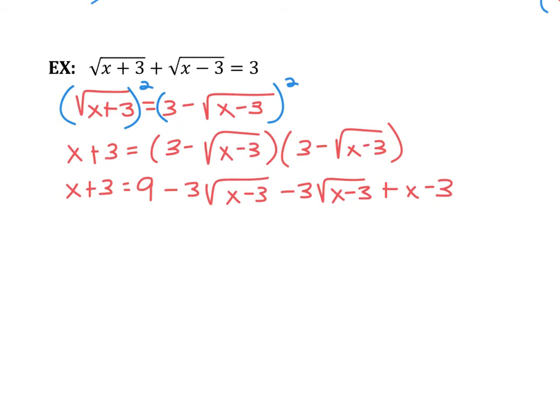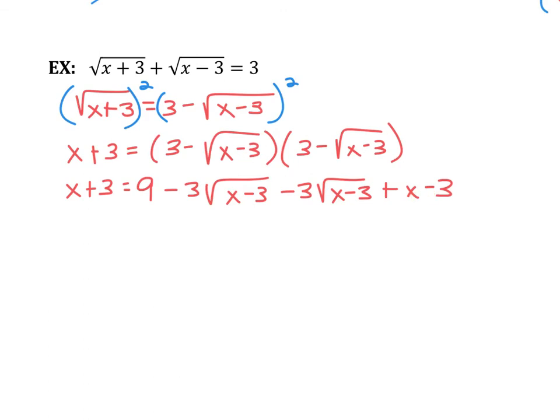But again, just to summarize, 3 times 3 for the first terms will give us 9. 3 times negative the square root of x minus 3 will give us just that, negative 3 times the square root of x minus 3. The inside terms will give us, in this particular case, the same thing. And then the last terms, when we take a negative square root of x minus 3 times a negative square root of x minus 3, negative times a negative will give us a positive, and then we'll get what's underneath the radical, which is simply x minus 3.